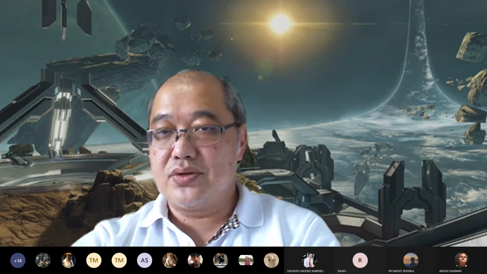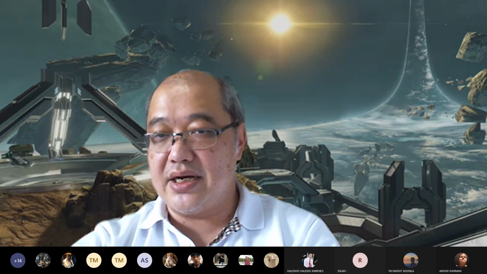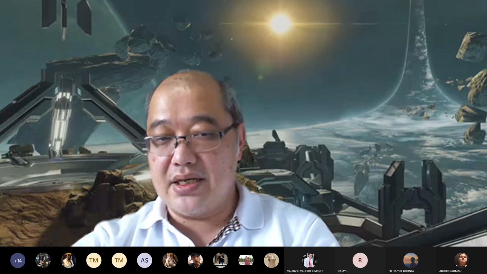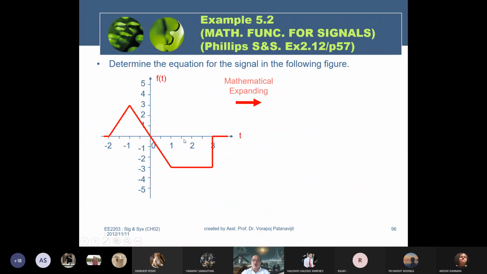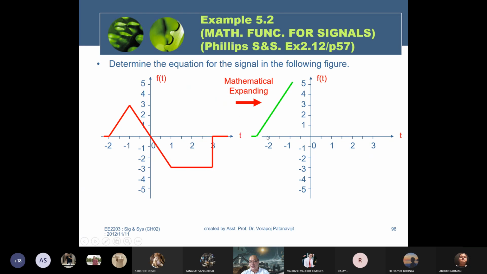Now to see the overall detail, I will show you step by step. After you know how to compute in detail, the first step, where it came from, why this term came from, and how to compute them is here. The green one is extracted from the first piece: 3 t u t plus 2 and 2.